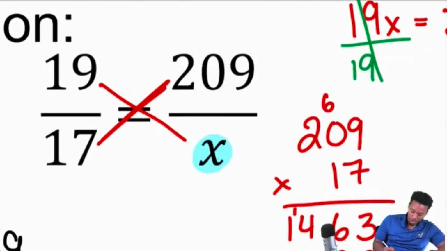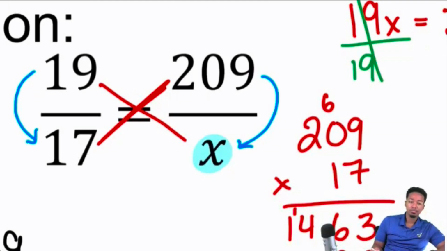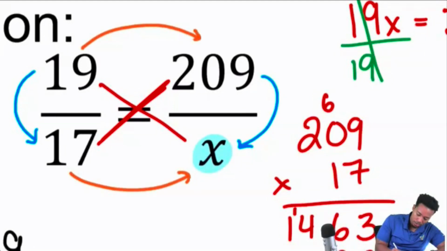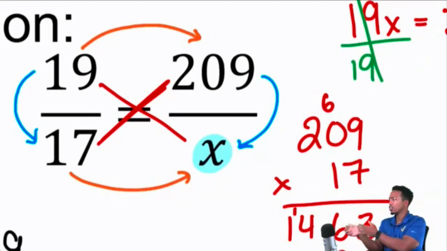So if I'm looking at it like this, here's the x. I'm going to ask myself, okay, how can I go from, let's say, 209 to x? So I ask myself over here, how do I go from 19 to 17? Okay, that's not convenient. Let me try the other way. Does 19 go into 209? And you notice that to go from a small number to a big number, you multiply. You just look at the numbers and ask yourself, how do I go from this one to this one? Multiply or divide. And if you know it, you know it. If you don't, start cross multiplying.